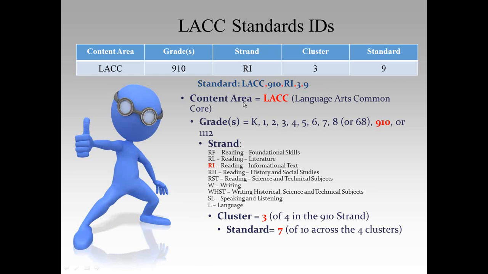So the content area is Language Arts Common Core. The grades could be numbered as they are shown here. In this case, it's 9-10. The RI refers to reading informational text. This is cluster 3, and it's of 4 possible clusters in the 9-10 strand, and it happens to be standard number 7, and it's number 7 of 10.